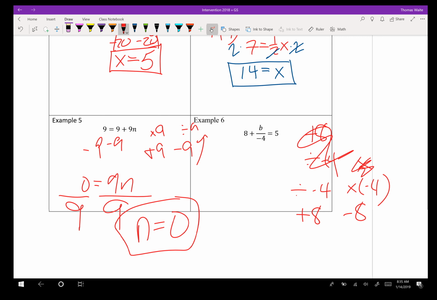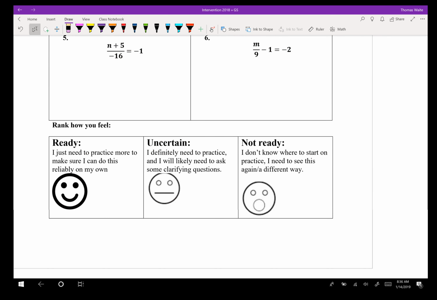All right, on the back side, there's a quick check, 6 problems to try this out, and then you should rank how you feel, and then based on that, in class, either move on to mastery practice or take a second and go back through it with me.